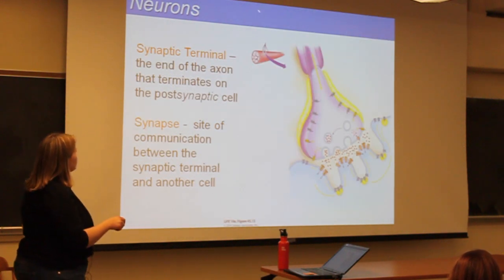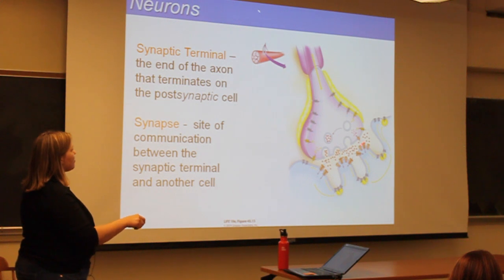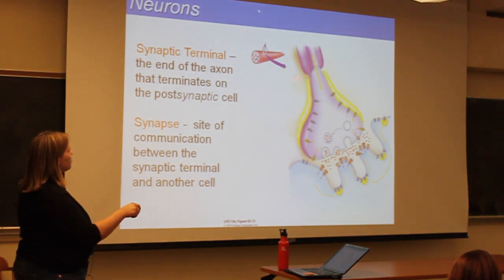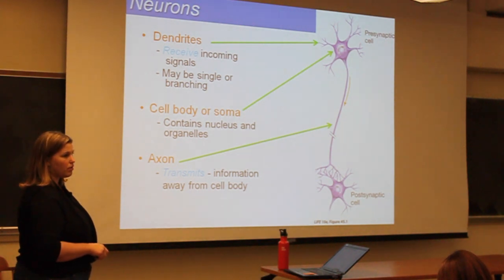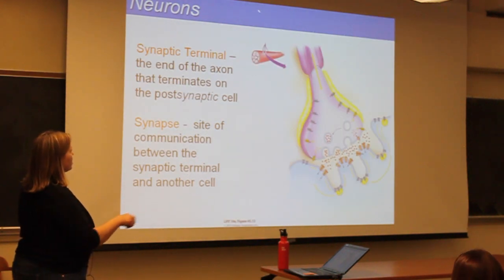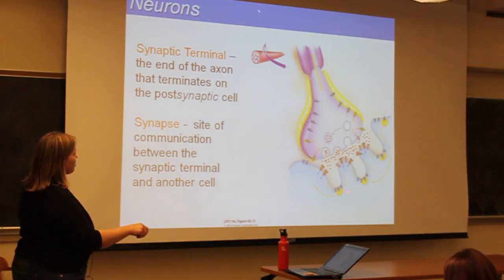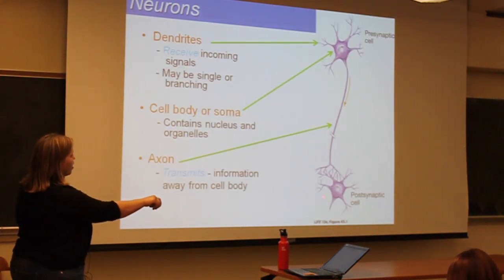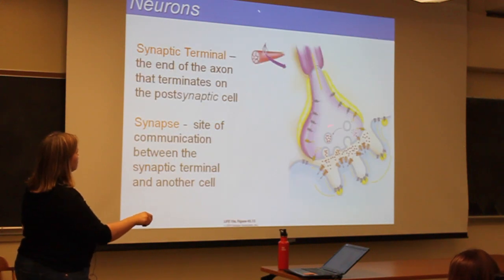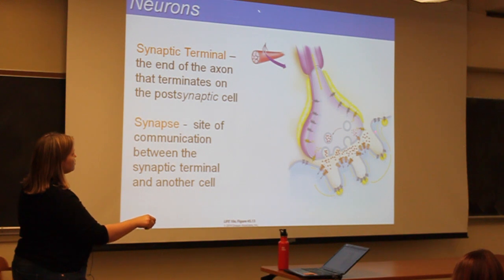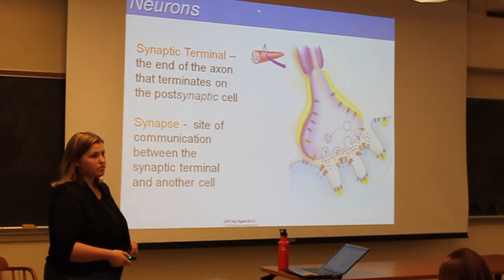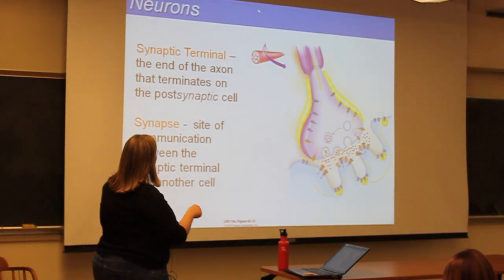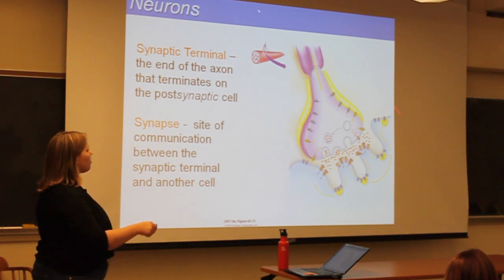Okay? So we have two parts. We have the synaptic terminal, which is the end of the axon. So this little structure here that is being drawn is found in this part of our presynaptic cell. Okay, get that? That's this structure here. This part down here is on our postsynaptic cell. So this is the synaptic terminal, and the space between our presynaptic and our postsynaptic cell, that's called the synapse. Okay. And this is the site of communication between one cell and the next cell.